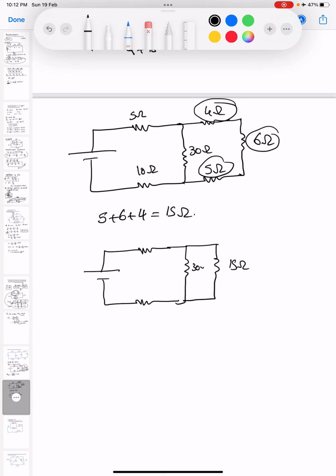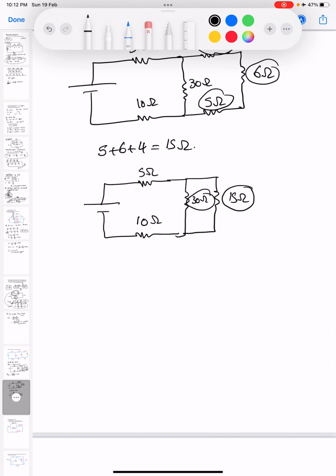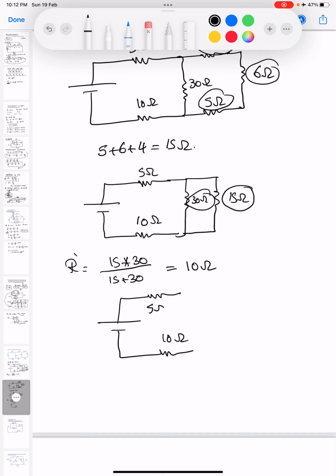15 ohm, 30 ohm, 5 ohm, 10 ohm. Both 15 and 30 are in parallel. So R dash equals 15 times 30 divide by 15 plus 30 equals 10 ohm. So we can simplify: 10 ohm, 5 ohm, and the result 10 ohm. Then R total equals 10 plus 10 plus 5 equals 25 ohm.